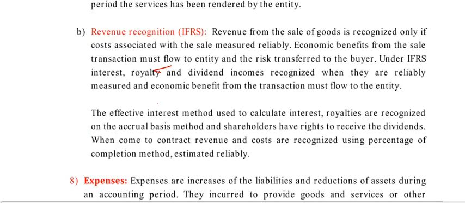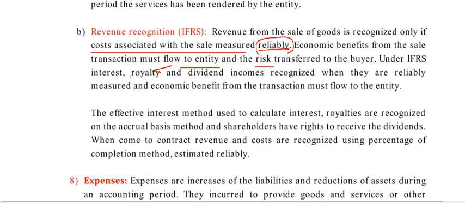According to the IFRS, revenue recognition: revenue from the sale of goods is recognized only if the cost associated with the sale is measured reliably. So reliability is more important in the case of IFRS. Next, economic benefits from the sale transactions must flow to the entity. Okay, the economic benefits related to the sales come to the organization. So then only you have to recognize, and the risk is transferred to the buyer. Whoever is purchasing the product, the risk goes to him, the reward comes to us. Risk and reward sharing is most important. That should be in a reliable manner.